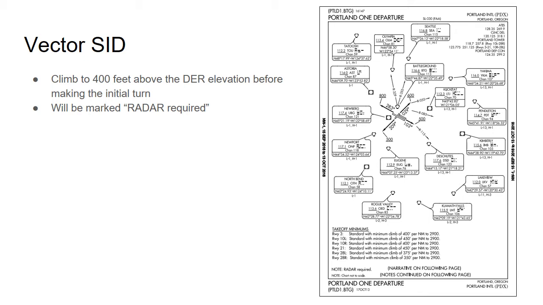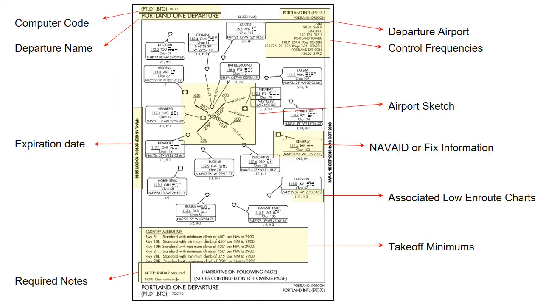The procedure sets forth an initial departure instruction that typically includes an initial heading and altitude. ATC expects you to immediately comply with radar vectors and notify them if you're unable.